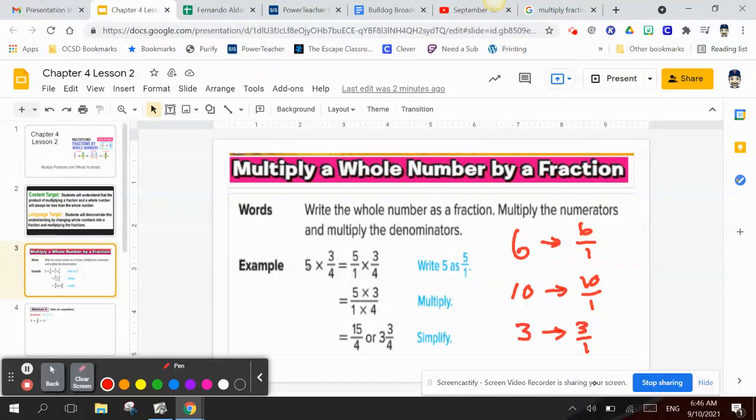So when we multiply, we change that whole number to a fraction of 5 over 1, and we multiply by 3/4. We take top number times top number, bottom number times bottom number. So 5 times 3 is 15, and 1 times 4 is 4. And then we divide 15 divided by 4. 4 times 3 is 12, and 15 minus 12 is 3. So there's 3 parts of 4 left. And that's where we get our mixed number.